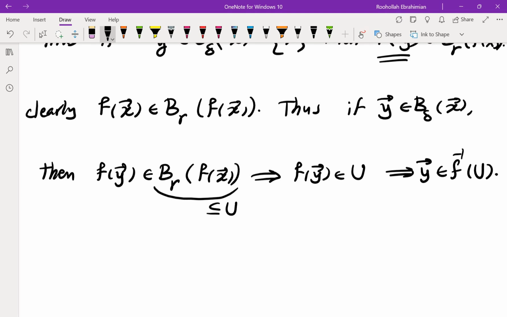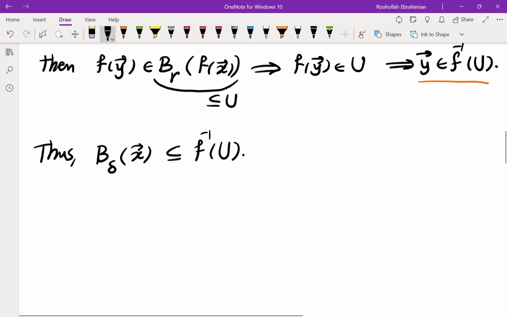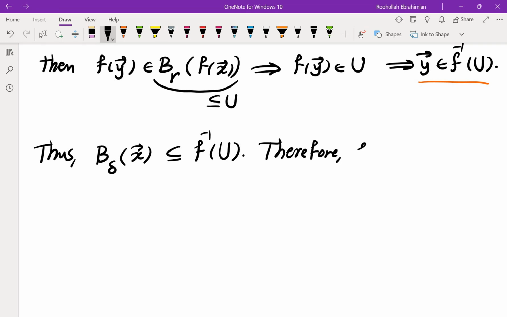So what we showed is that if y is in this open ball centered at x, then y would be in f inverse of U. And that by definition means the ball of radius delta centered at x is a subset of f inverse of U, which means f inverse of U is in fact open. So therefore f inverse of U is open.